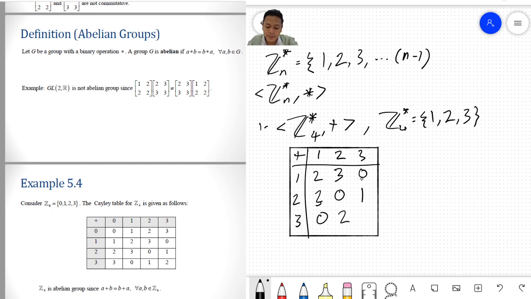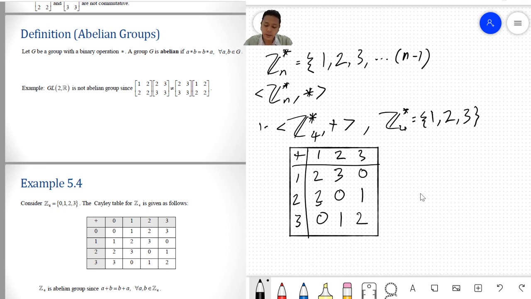3 plus 3 is 6, 6 mod 4 is 2. I double check. 1 plus 1 is 2, 1 plus 2 is 3, 1 plus 3 is 4, mod 4 is 0. 3 plus 1 is 4, mod 4 is 0. 3 plus 2 is 5, 5 mod 4 is 1. 3 plus 3 is 6, 6 mod 4 is 2.